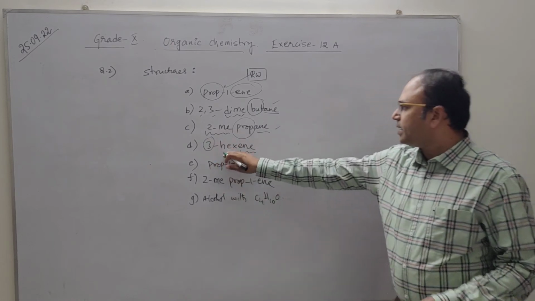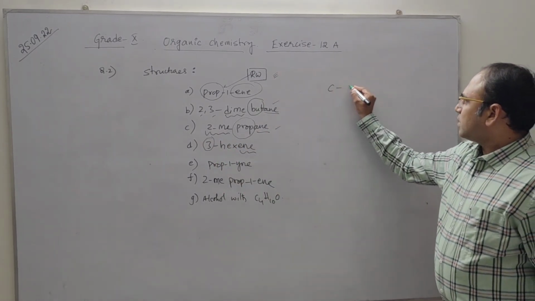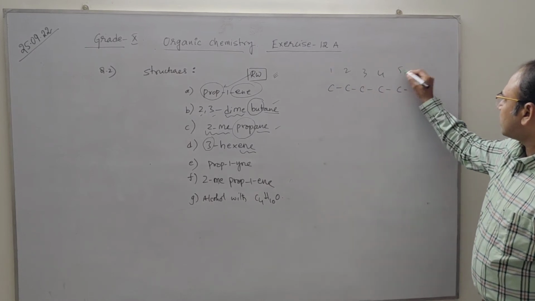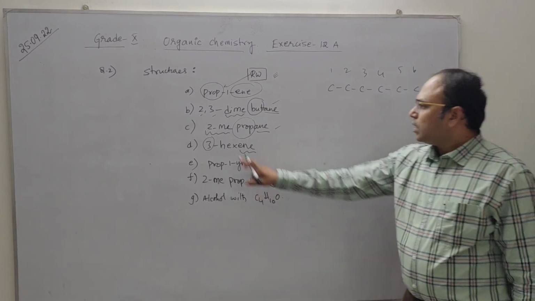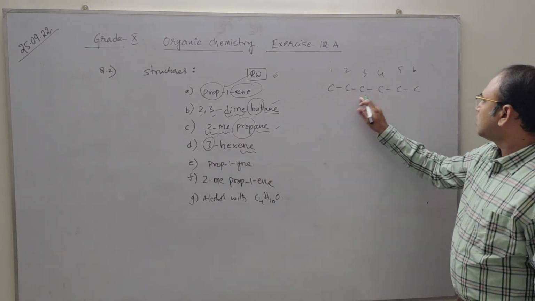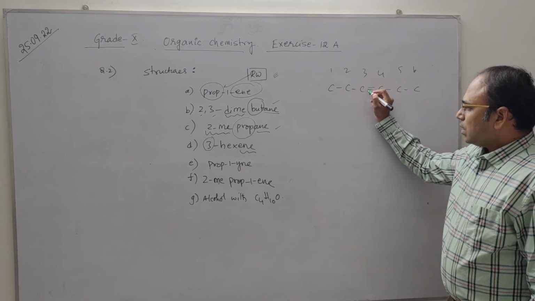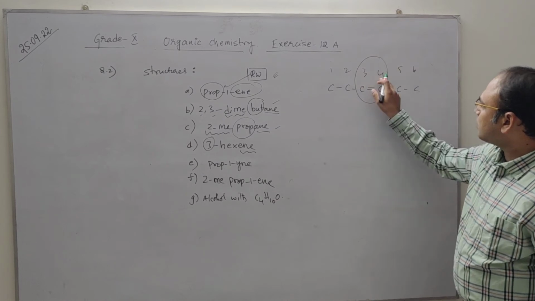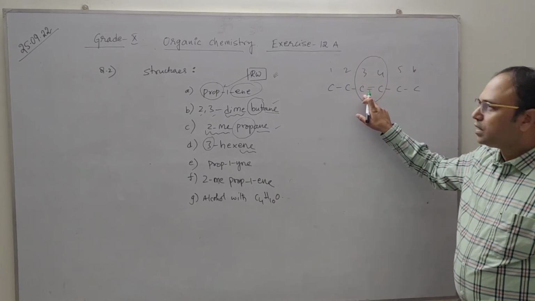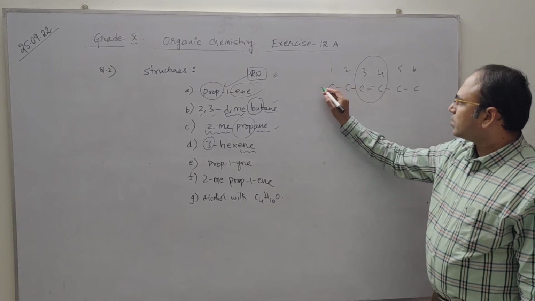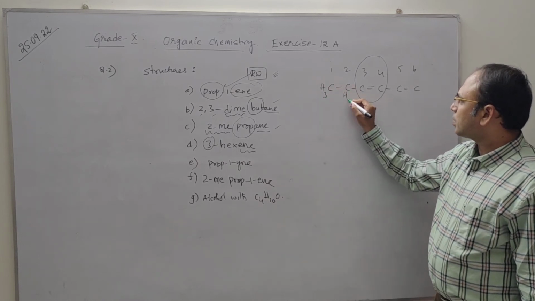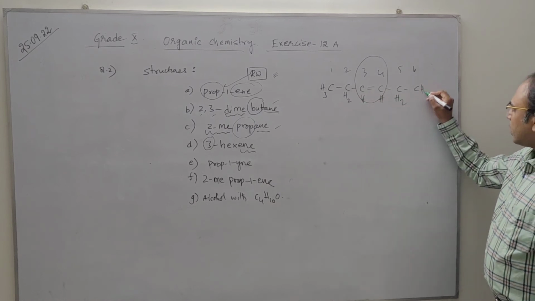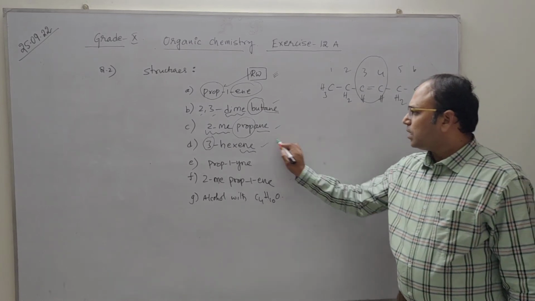3rd position. First let us write. The root word says 6, so 1, 2, 3, 4, 5, 6. Now give numbering 1, 2, 3, 4, 5, 6. After that, 3 hexene means 1, 2, 3. The double bond is present between 3 and 4. Now the last step, complete the hydrogens. So 3, 2 and here 1, 1, 2 and 3. So this is nothing but 3-hexene.